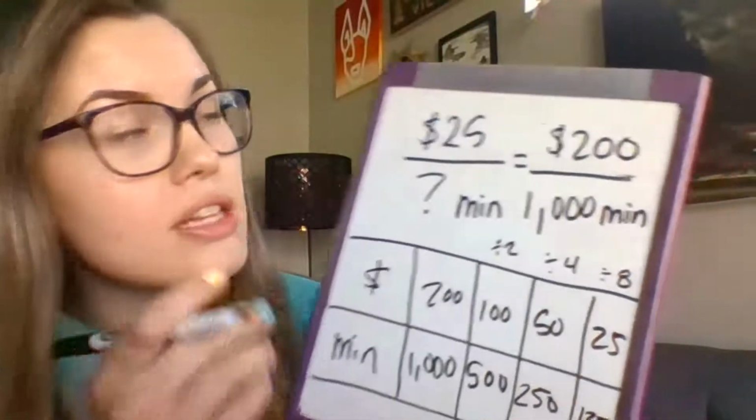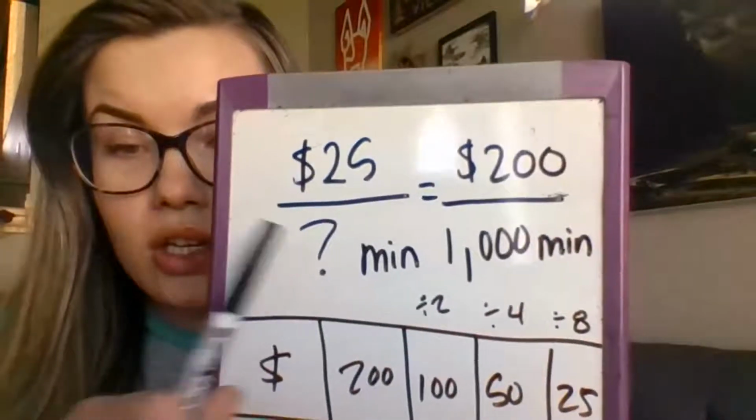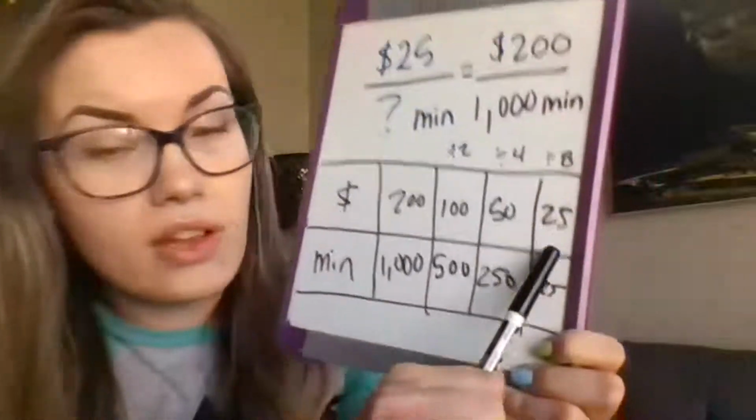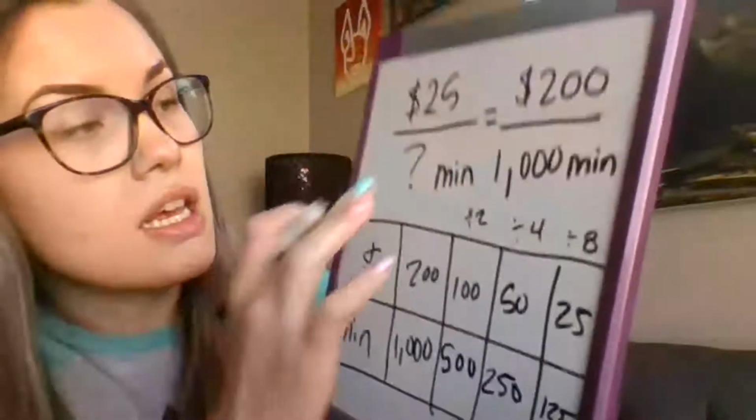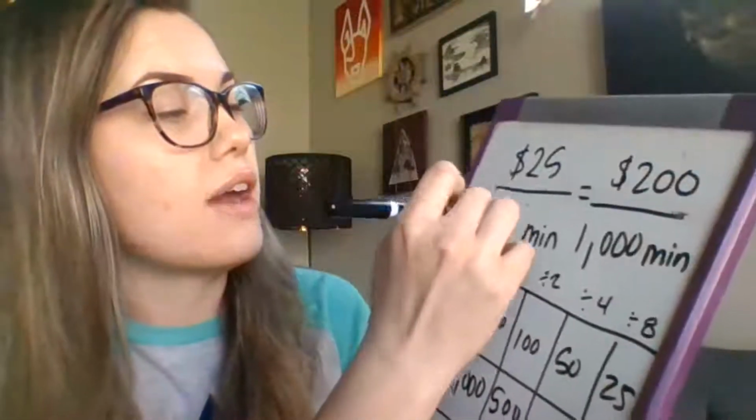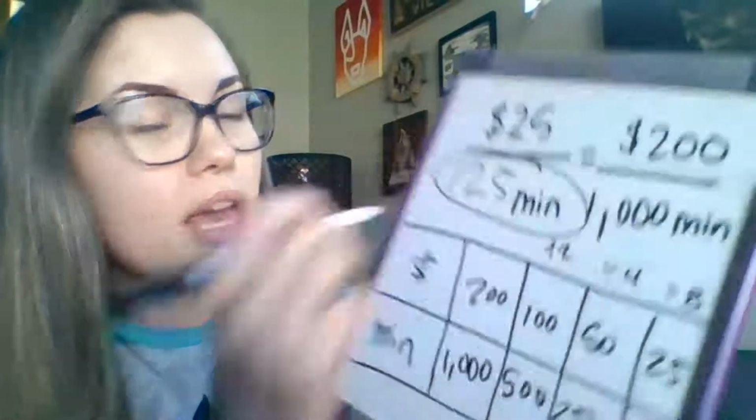So now I can solve my problem. $25, how many minutes? If I look here, $25 is 125 minutes, and that would be my answer there, okay? So you have to figure out, so they give your proportion, you have to figure out, am I multiplying to get to that proportion, or am I dividing? And whatever you do to the top, you also have to do to the bottom to find that ratio.